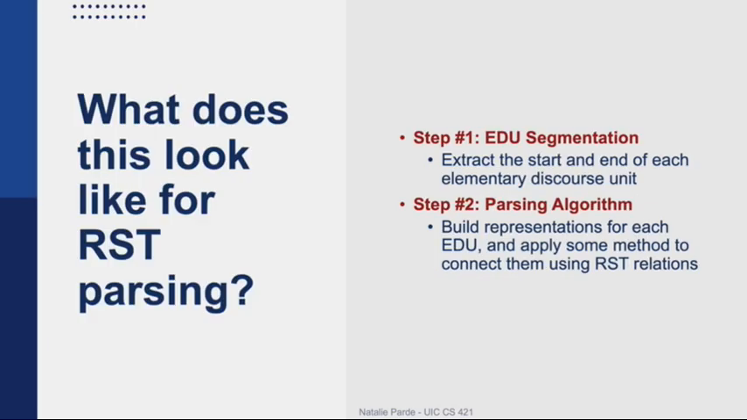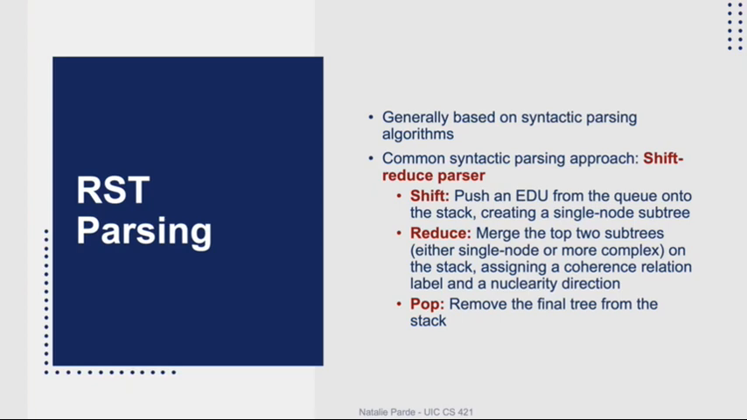So we start out with EDU segmentation, and then as mentioned, the second step in rhetorical structure parsing is to apply the parsing algorithm itself. Essentially, we want to somehow represent each of our elementary discourse units that we've discovered in the previous step, and then somehow connect those EDUs to one another using the relations from rhetorical structure theory. As mentioned, rhetorical structure parsers are usually based on syntactic parsing algorithms. The shift-reduce parser, which you may remember from our discussion of transition-based dependency parsing in a previous module, is one example of a generalizable parsing algorithm that can easily be applied to discourse parsing.